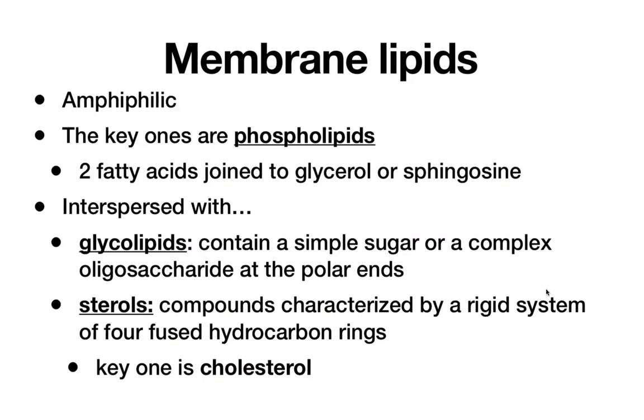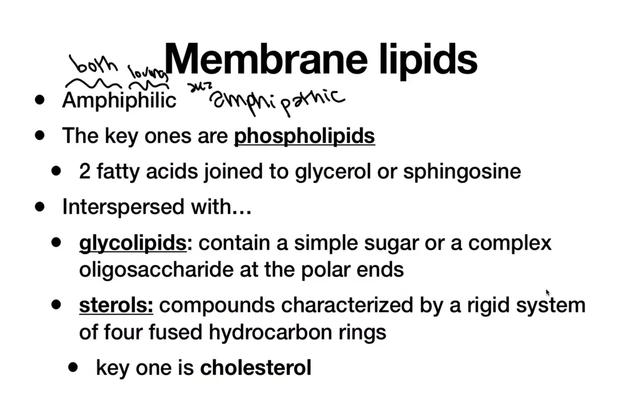When we talk about membrane lipids, remember, what do they have to have? They've got to have that hydrophilic head and those hydrophobic tails. When we have something with hydrophilic and hydrophobic parts, we call it amphiphilic. Amphi for both, and philic for loving. We can also call these amphipathic. The key ones that we're going to talk about are phospholipids, which have two fatty acids joined to glycerol or sphingosine. In the case of our triacylglycerides, we had 3 fatty acids joined, 3 of those tails. In the case of our phospholipids, we're just going to have 2 tails.